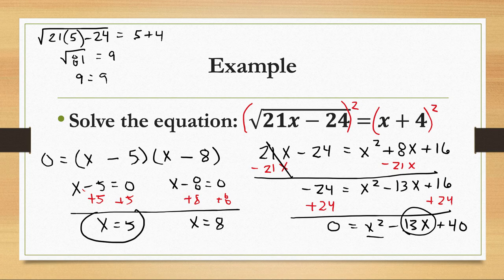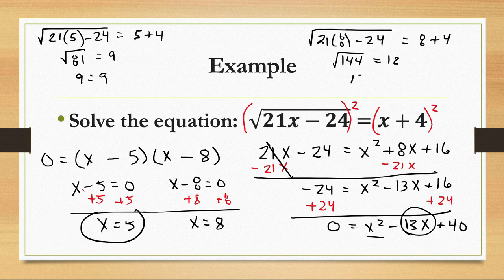Let's try the other one. So I'm going to plug the 8 in. So 21 times 8 minus 24 is equal to 8 plus 4. So 21 times 8 minus 24 is 144, is equal to 12. And we know that the square root of 144 is equal to 12, and so this is also a solution to the problem. So our answers are x is equal to 5 and x is equal to 8.